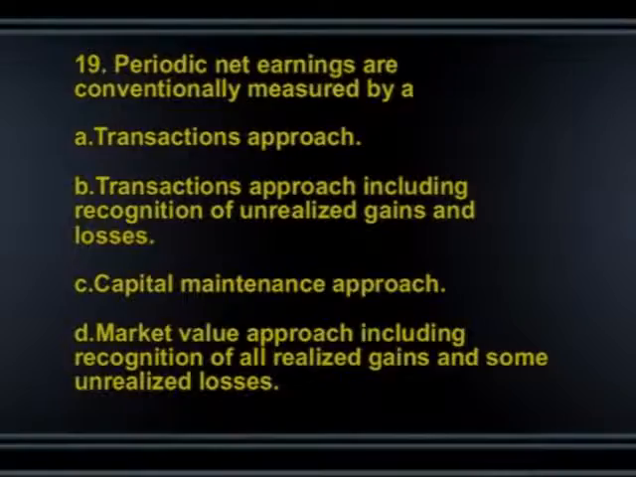Number 19, again, I think reading these helps. Periodic net earnings are conventionally measured by transactions approach using recognition of unrealized gains and losses, capital maintenance approach, market value approach. It's not complicated, it's just simple transactions. We record journal entries, those are transactions. We then sum those up and come up with periodic net earnings or periodic net income. Good. Number 20.